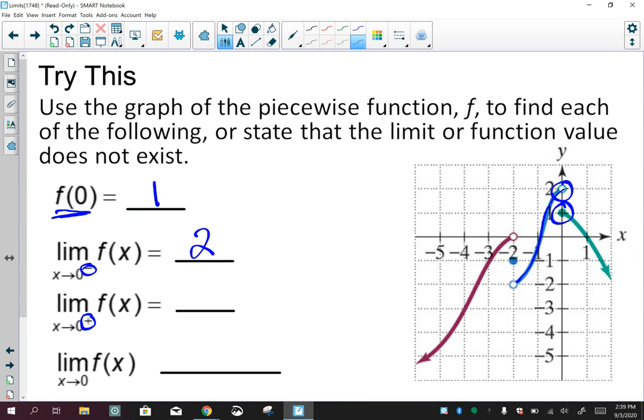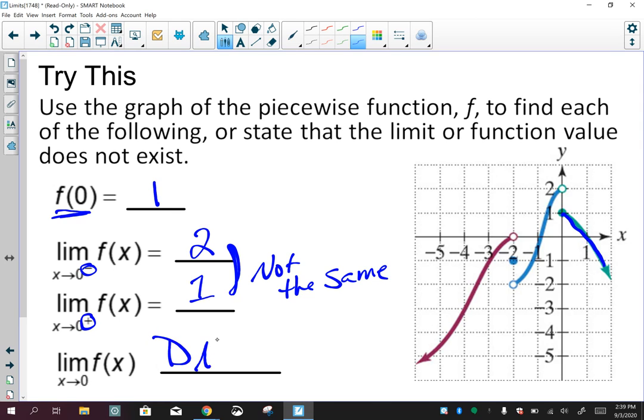Then we're going to look at the right-hand side. I'm going to clean this up a little bit so you can see what's going on. Coming in from the right-hand side, I'm approaching the number 1. So the question is, am I approaching the same number from both sides? The answer is no, I'm not. Because these two are not the same, my answer does not exist. In order for this to have an answer, you have to have the same numbers here and here.